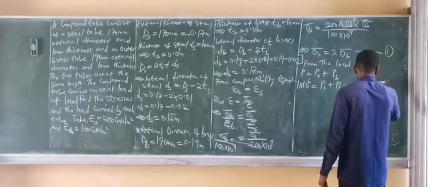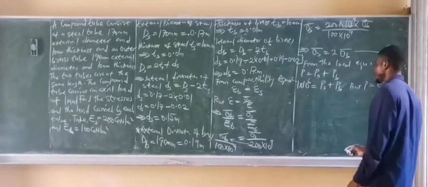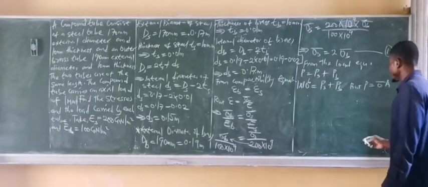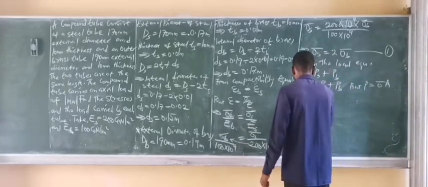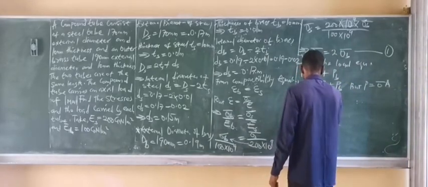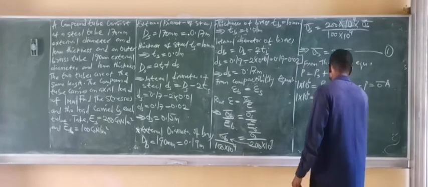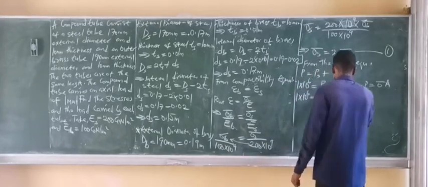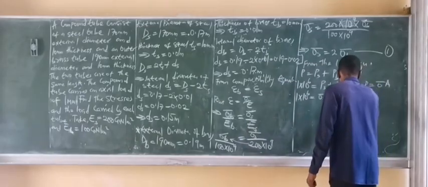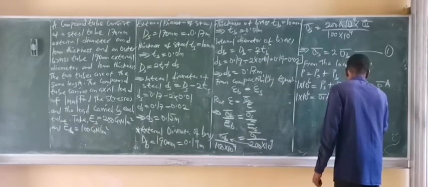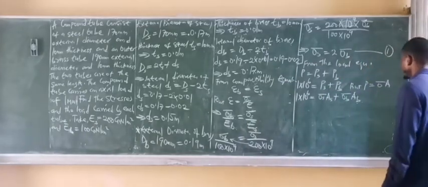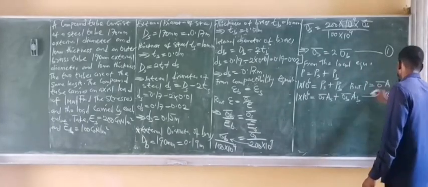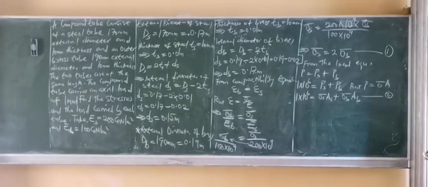But load itself is simply stress times area. If that's the case, then 1 meganewton, 1 by 10 to the power 6, is now equal to, in place of load of steel, you have stress of steel times area of steel, plus in place of load of brass you have stress of brass times area of brass. So let's call this equation 2. Now let's find what the areas are.